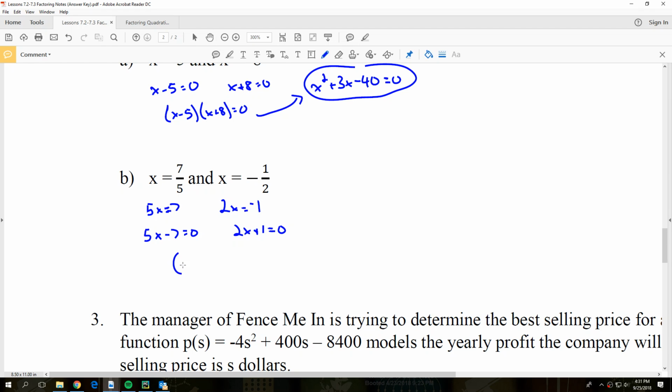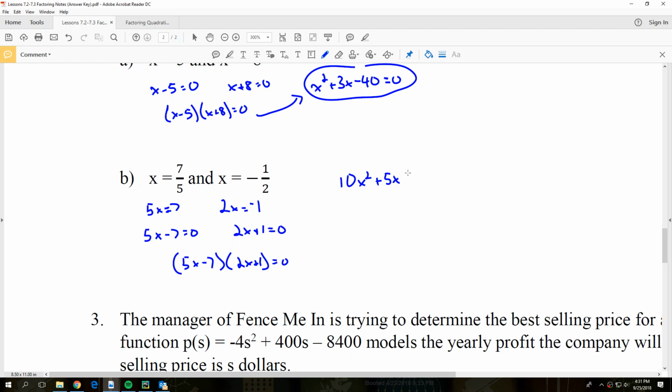And that means that I must have had (5x minus 7)(2x plus 1) is equal to 0. Those were my factors. And now I am going to actually multiply this whole thing out just because there's numbers other than 1 in front of these x's. So anyway, that would be 10x squared. And we'll multiply the front here, which would be plus 5x.